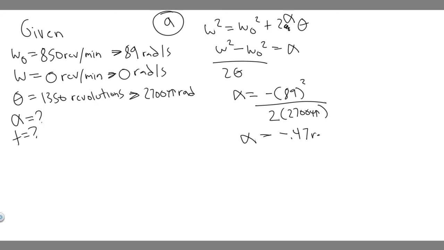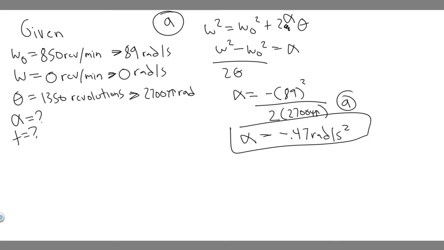It's gonna be in radians per second squared, right? Because we have radians per second up top. And so yeah, essentially it's just gonna be in radians per second squared. So minus 0.47 radians per second squared, that's gonna be alpha, or the angular acceleration. So this is your answer to A.